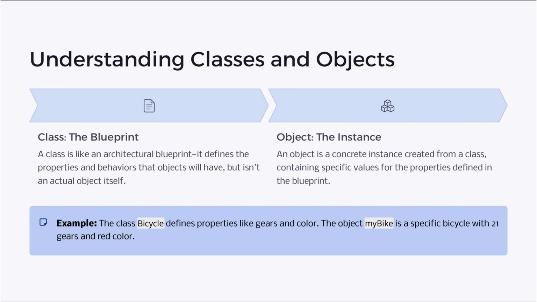A class is a blueprint, defining properties and behaviors for objects. It's not an object itself. An object is a specific instance created from a class, with concrete values. For example, the bicycle class defines properties like gears and color, while the object MyBike is a specific bicycle with 21 gears and red color.